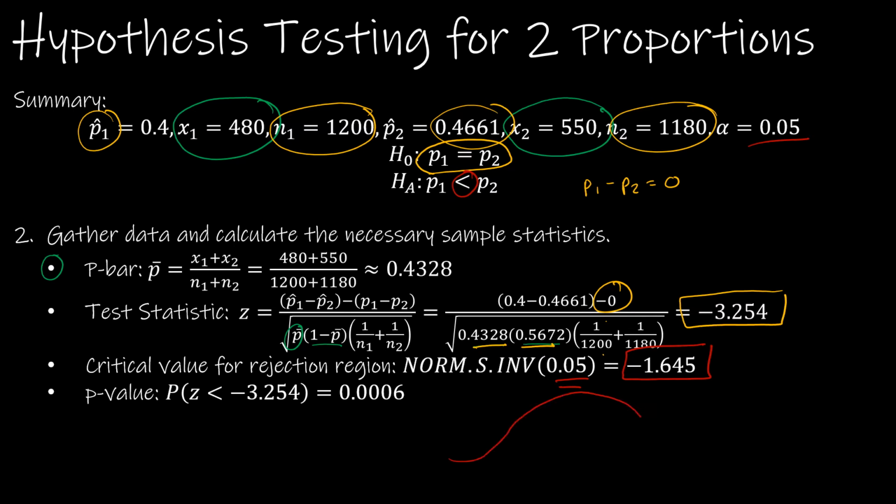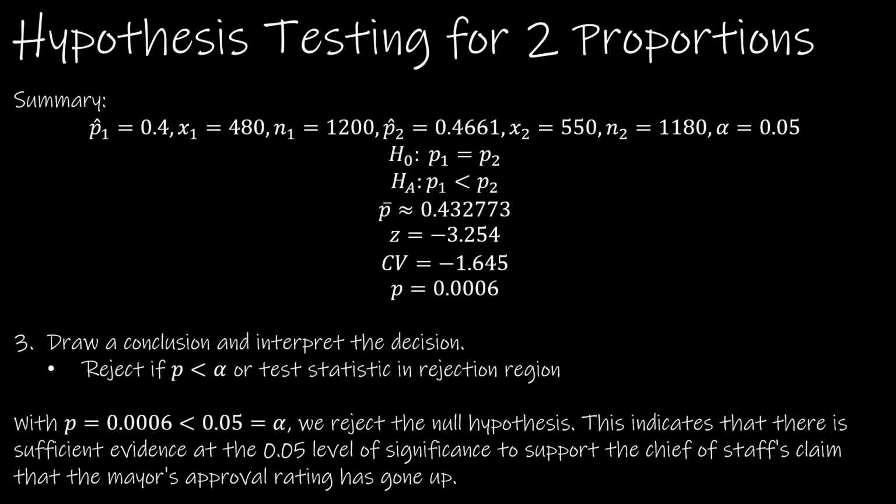So again, looking at the two ways in which we can reject or fail to reject, I know my critical value is negative 1.645, and anything less than that is in the rejection region, and guess what's less than that? Negative 3.254. So this is clearly a reject. In addition, p is very small. It is much smaller than alpha, which again tells us to reject. So our conclusion is, with p less than alpha, we reject the null hypothesis.